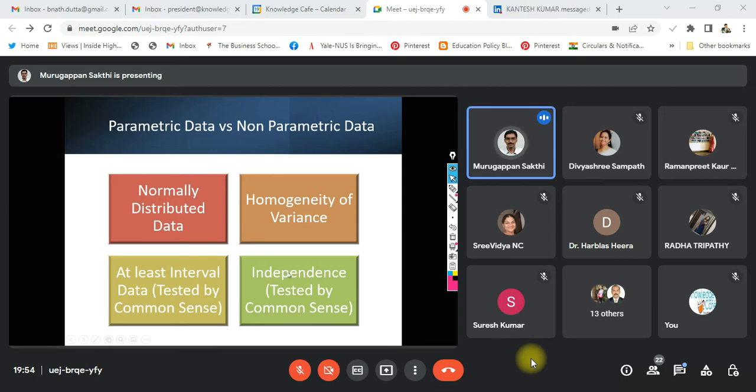Okay, so: at least interval data, and an equal chance of getting selected, meaning random selection. The bottom two are in our hands, but the top two are not. As a researcher, I can decide to collect interval data, and I can ensure unbiased data collection, so I can fulfill those bottom two conditions. But for the top two conditions, I have to apply a test.